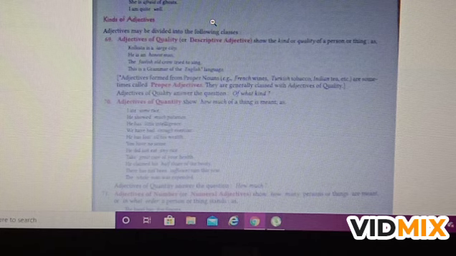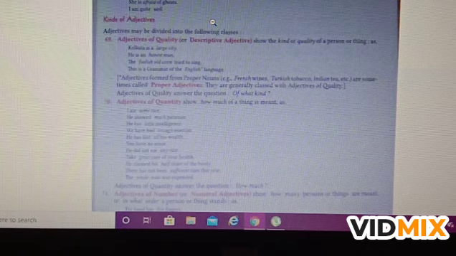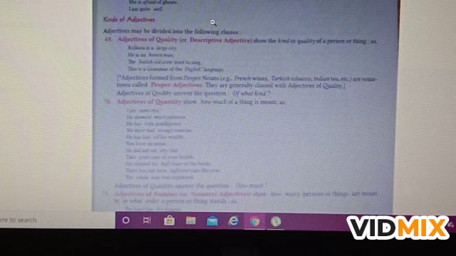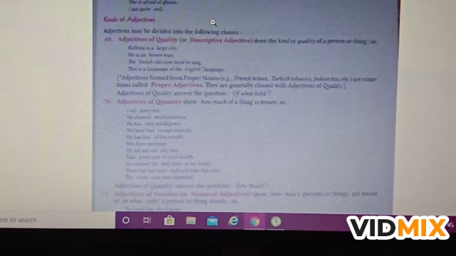Now, let's move on with the next type. The next type of adjective is adjective of quantity. It shows how much of the thing is meant. As I ate some rice. He showed much patience. He had little intelligence. How much rice? Some rice. How much patience? Much patience. The words some, much and little are adjectives of quantity.